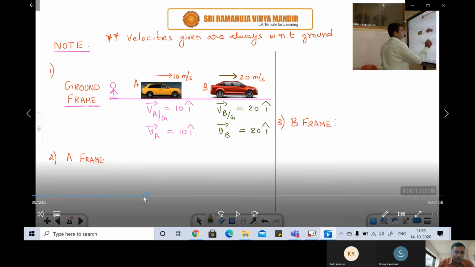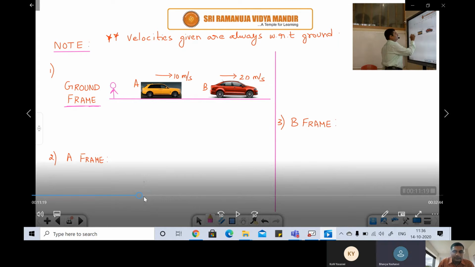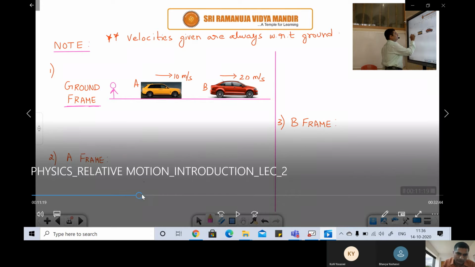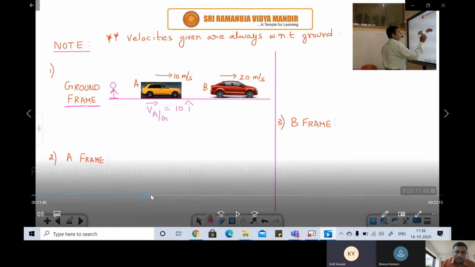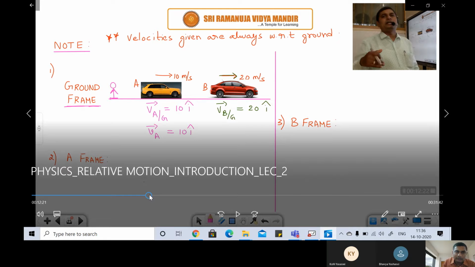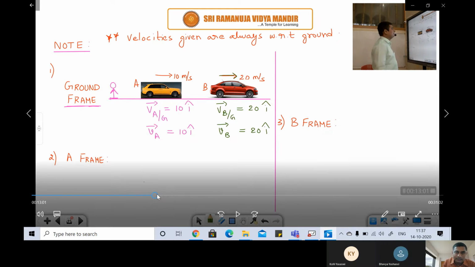First thing is we should always, before solving from any frame, write the velocities with respect to ground. So here, what is the velocity of A with respect to ground? 10 i cap, sir. Very good. What is the velocity of B with respect to ground? 20 i cap. Okay.